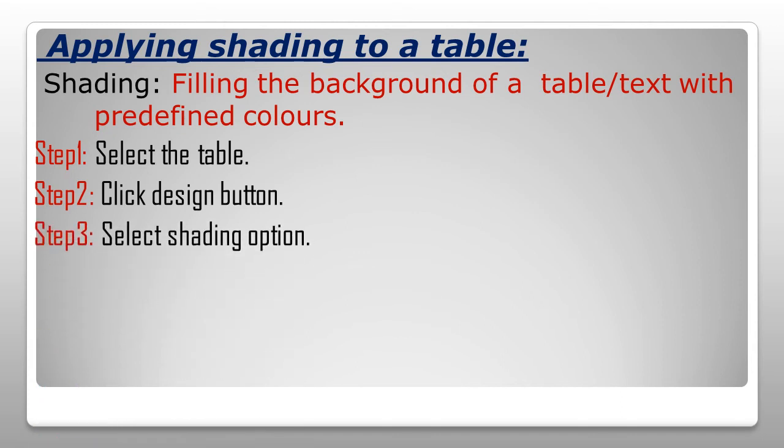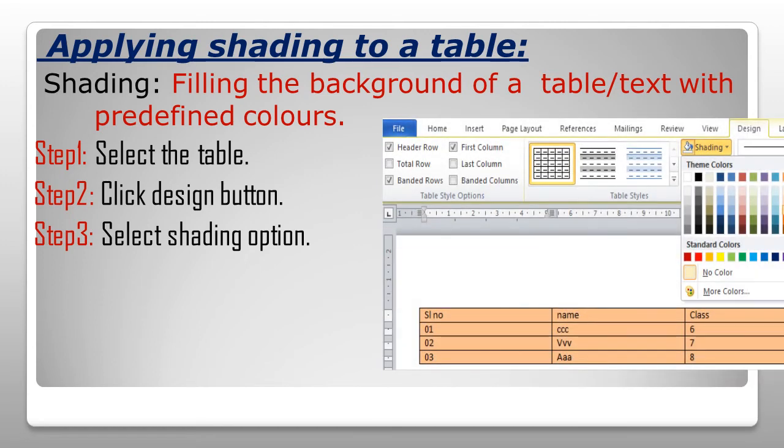Step 3, select shading option. After selecting the design button only you will get the option for shading. You need to click on that shading option. You will get a window like this.